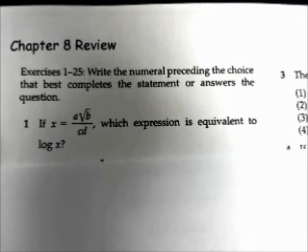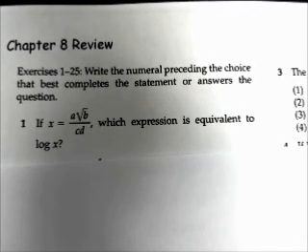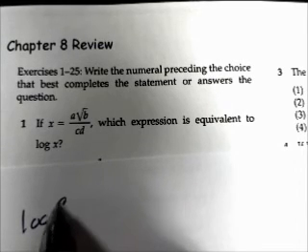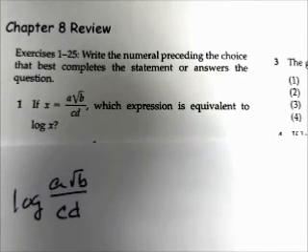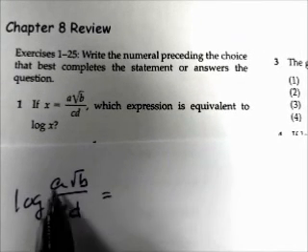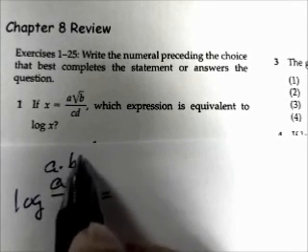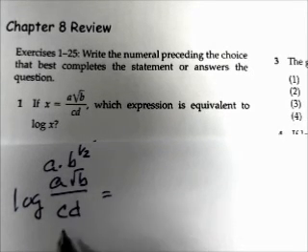Number 1 says if x equals a times the square root of b divided by cd, which expression is equivalent to log x? All right, in other words, we have to expand this. So we have to take log of a square root of b divided by cd, and we want to expand. Now remember, so we have here a times b to the 1/2, right? The square root is equivalent to the fractional exponent of 1/2 divided by c times d.